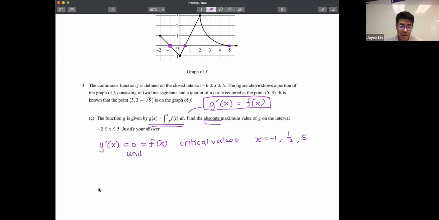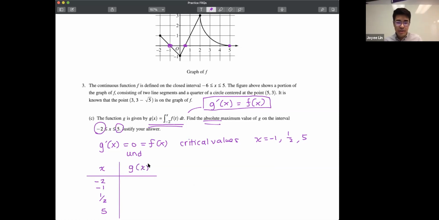And so let's start doing our number line test, or not our number line test, our t-table. We're going to test not only our critical values, but we need to test our endpoints. So we need to test -2 and +5 as well. So -2, -1, 1/2, and 5. So 4 values to test.